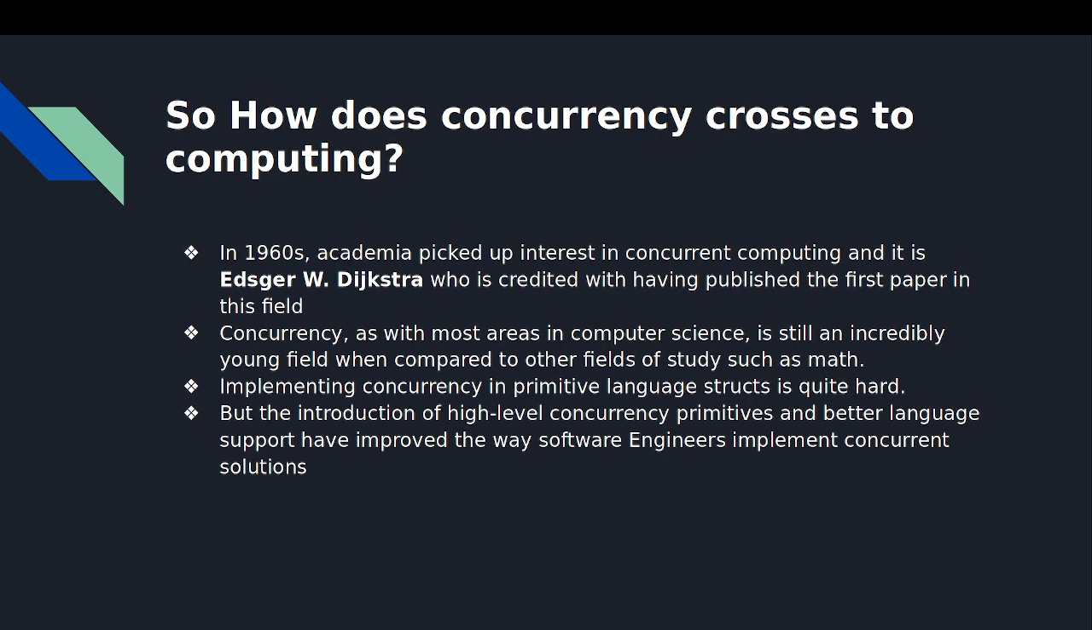But the introduction of high-level concurrency primitives and better language support have improved the ways engineers implement concurrent solutions. So with new languages, as we're going to see, they've given you some high-level resources that can help you not to shoot yourself in the foot while implementing concurrent programs, compared to implementing them in a primitive manner with primitive language structs.